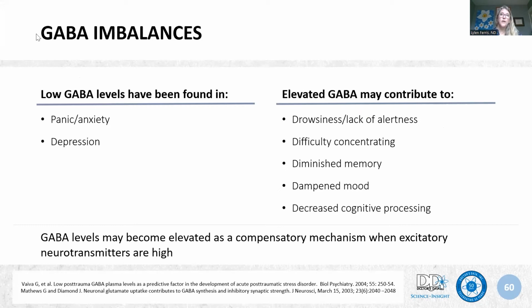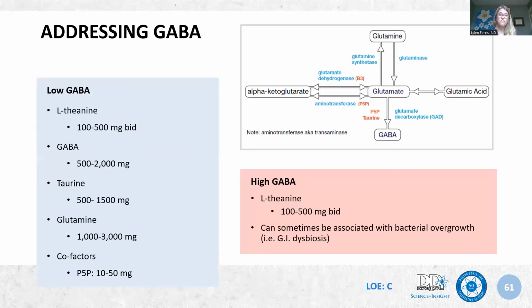Now, one little pearl here, GABA levels can become elevated as a compensatory mechanism when excitatory neurotransmitters are high. So even in the absence of supplementation, if there's a lot of excitatory activity, maybe glutamate or the catecholamines, the body may raise GABA levels as an attempt to maintain homeostasis. So elevated GABA is not necessarily a bad finding. And here are some ideas for addressing imbalanced GABA.